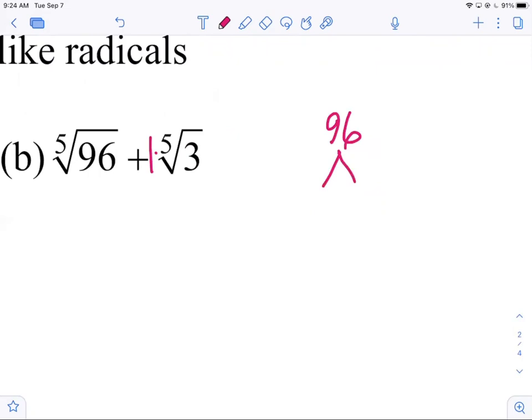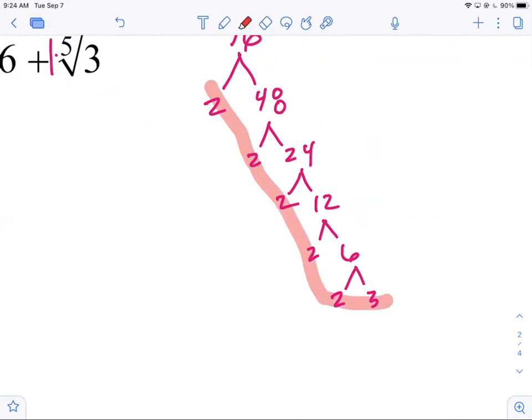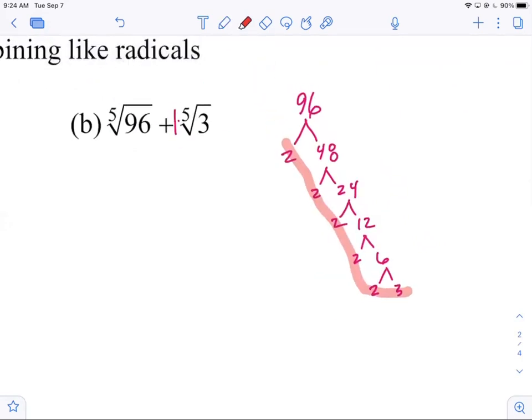If I can get factors of 96, like 2 and 48. How about 2 and 24? 2 and 12? 2 and 6? 2 and 3. So there is your prime factorization. What's the price to get out? 5. 1, 2, 3, 4. Wow, okay. I do have a set of 5 2s. That means I can pull 1 on the outside. And what's left on the inside? The 3. So the fifth root of 96 simplifies to 2 times the fifth root of 3.